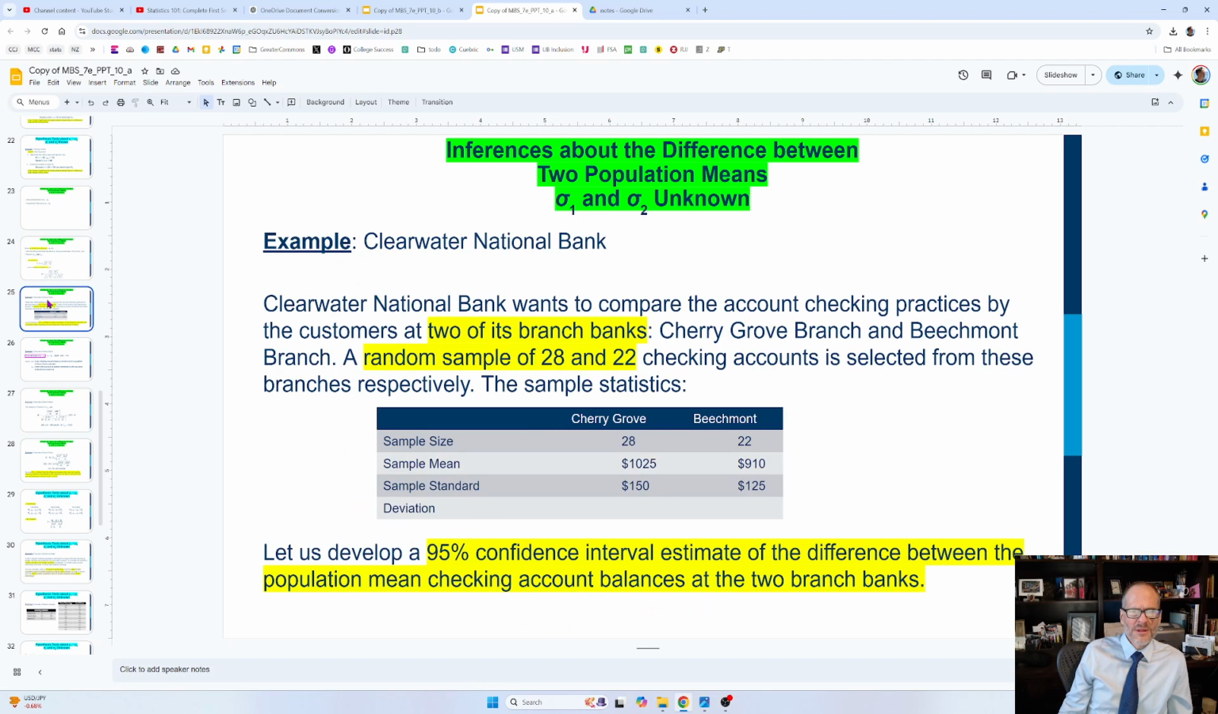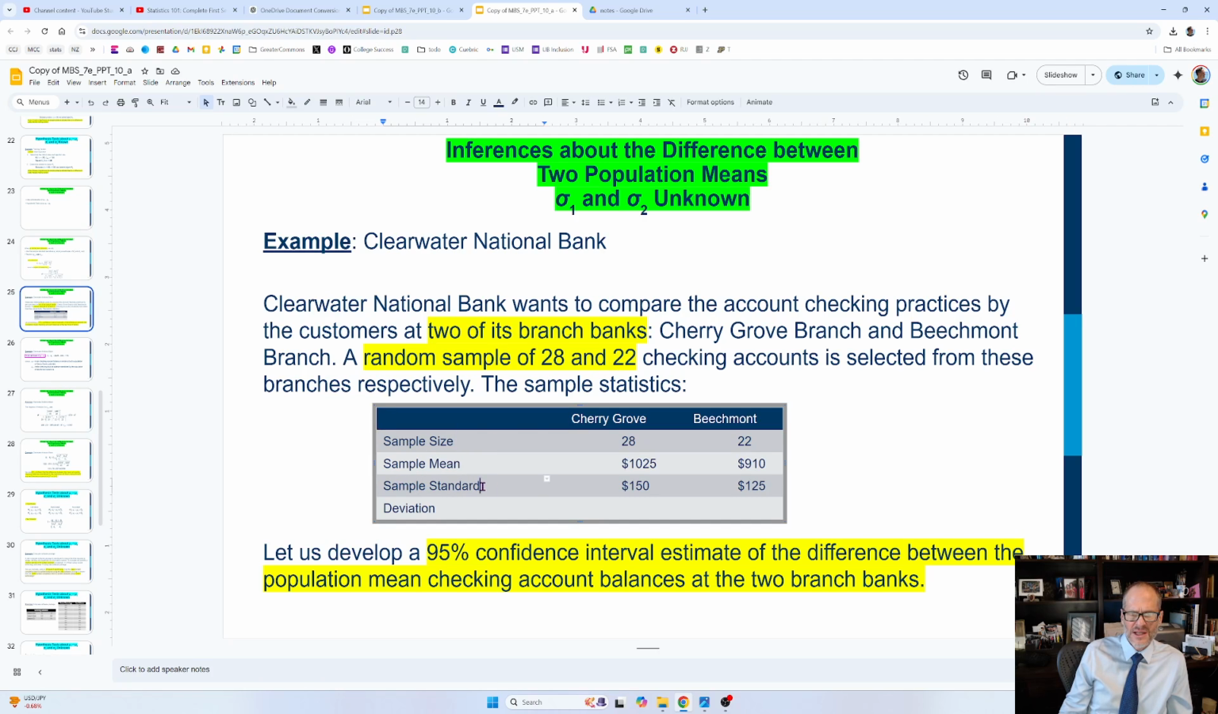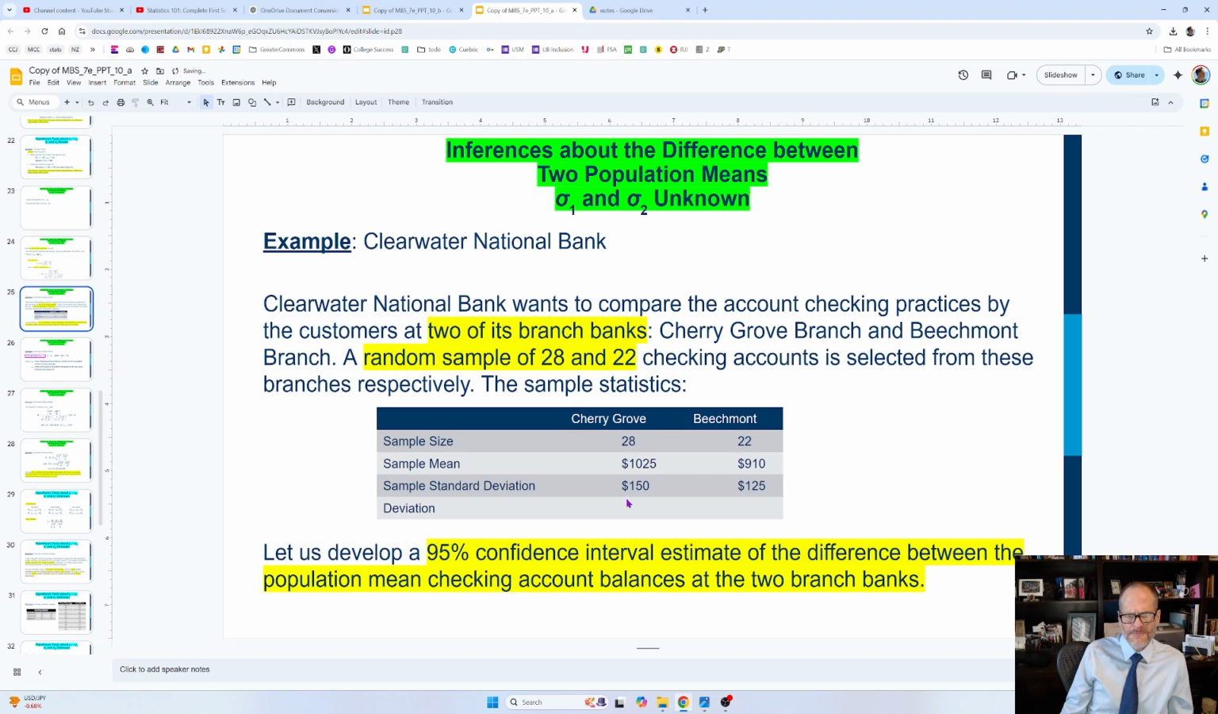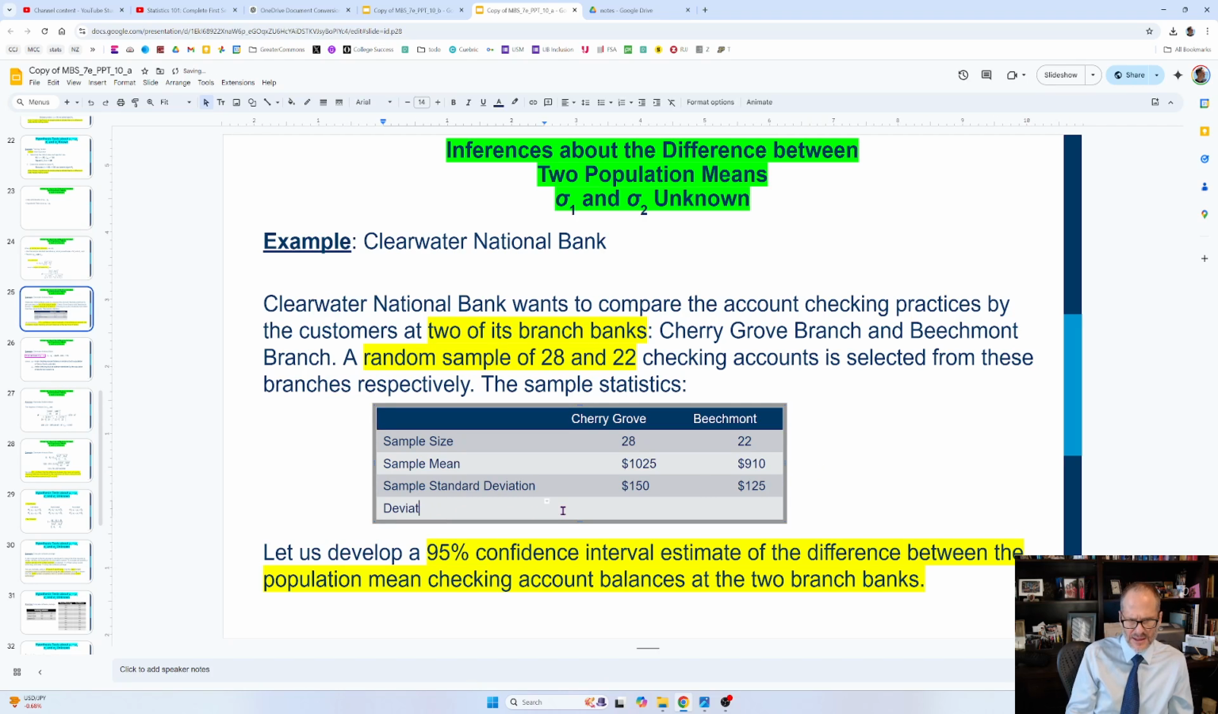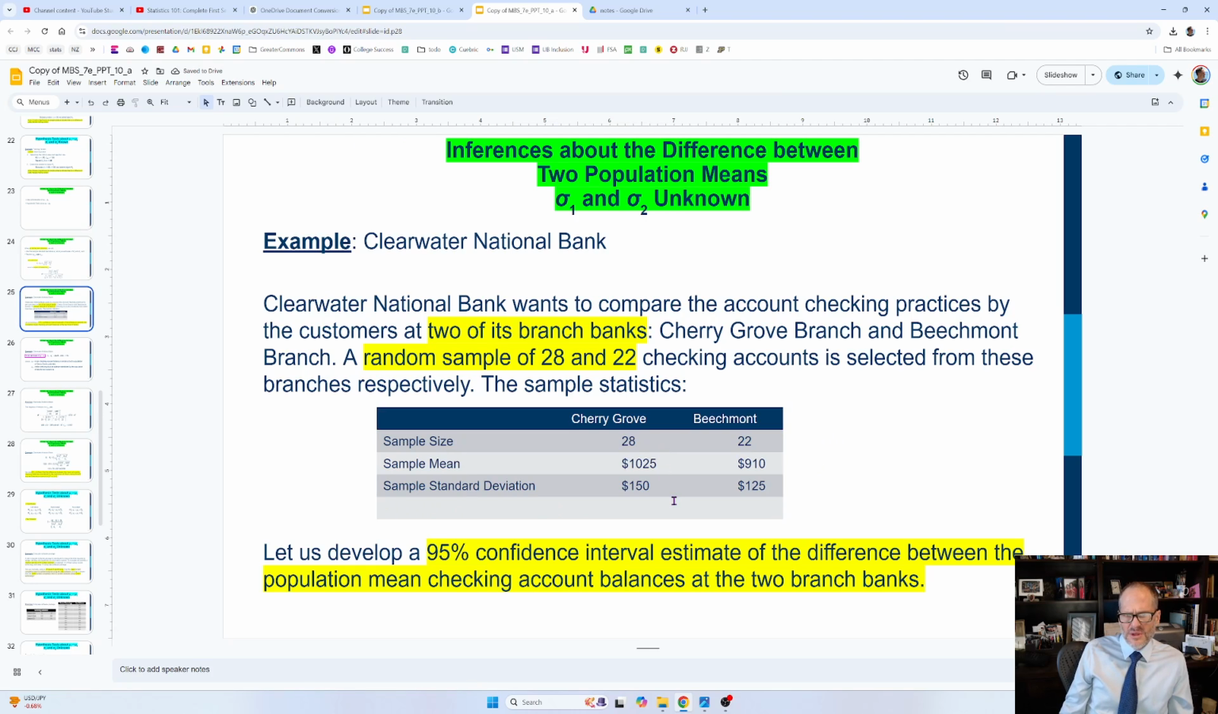And so here's our problem, Clearwater National Bank. You could read through this, but we've got two bank branches, and we take a random sample of 28 checking accounts and 22 checking accounts. We get a sample size, a sample mean, and a sample standard deviation. We should probably add deviation in there. It somehow ended up on that line, so let's take it out of that line. That's better. So those are the numbers right there.